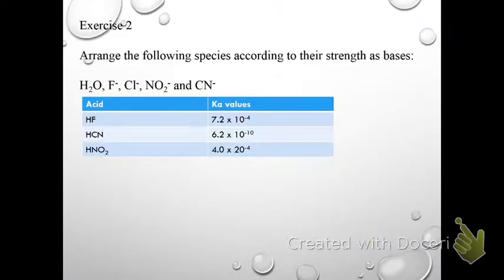Okay. Now we are going to arrange the following species according to their strength as bases. Okay? According to their strength as bases. So, trying to see if I want y'all to do this. I think I want y'all to try that, and then we'll come back together. So y'all try it and see what you think. Let me see where your thought process is.